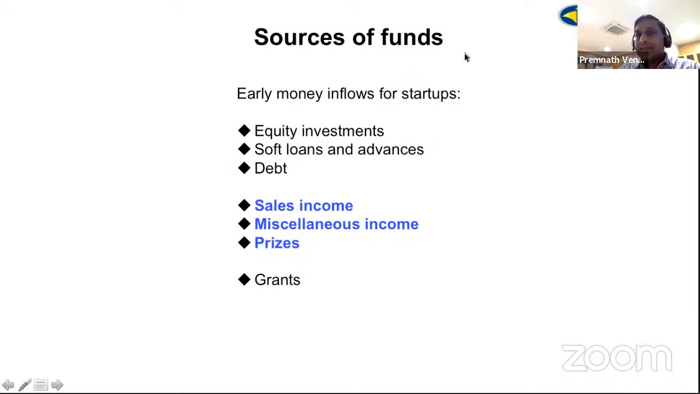Sources of funds. So early fund inflows for startups. These are the things you'll often see, right? You will see equity investments, some soft loans and advances, some debt, perhaps. If you're already at revenue stage, some sales income. If you have some money you've put in a bank account for some time and it earns an interest, it might come up as miscellaneous income. Maybe some prize money, which is sort of treated like income. You might have to pay taxes on it, right? Unless it's a government thing, which they say that it's tax free.